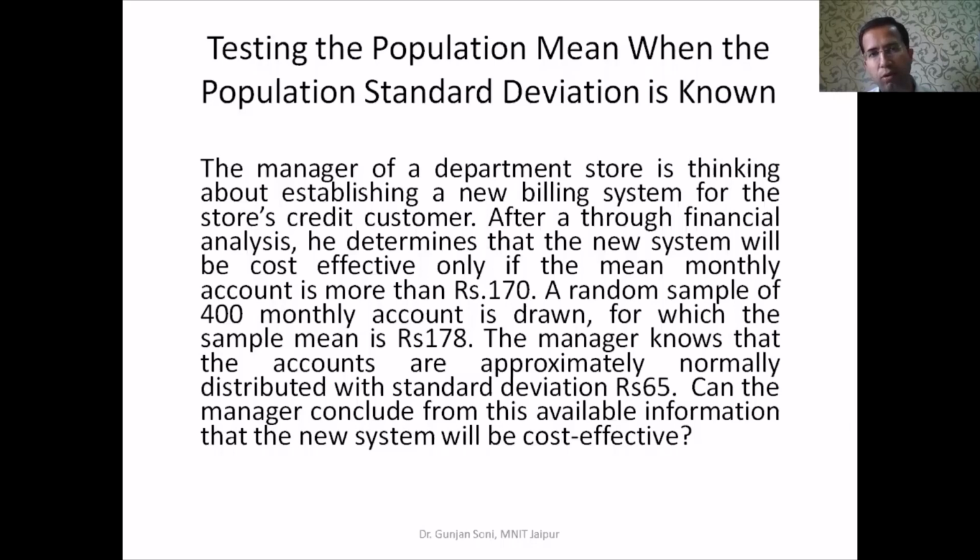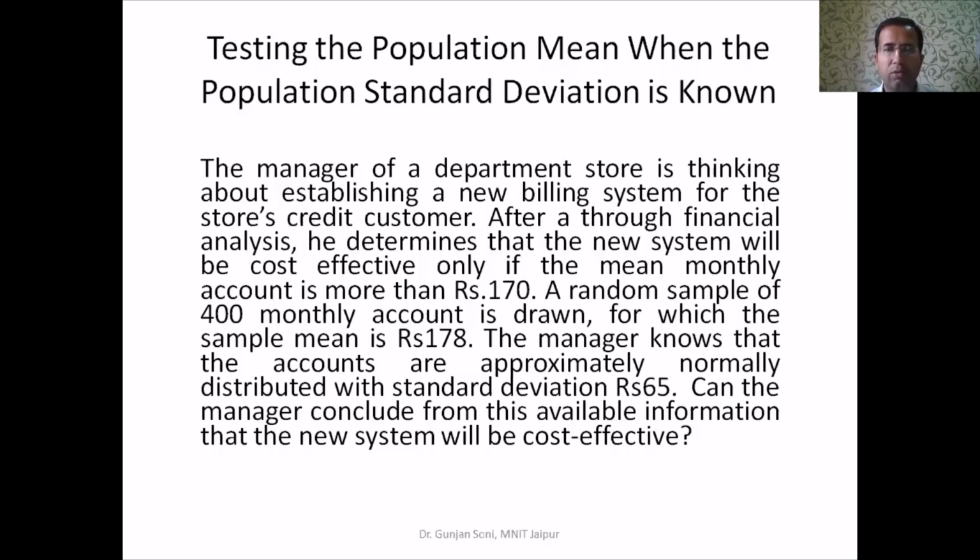A random sample of 400 monthly accounts is drawn, for which the sample mean is 178. The manager knows that the accounts are approximately normally distributed with standard deviation 65. Can the manager conclude from this available information that the system will be cost effective? Now, in this particular example, just like the previous one, the population standard deviation is known a priori, that is 65 rupees. And the thing is, what is my hypothesized mean?